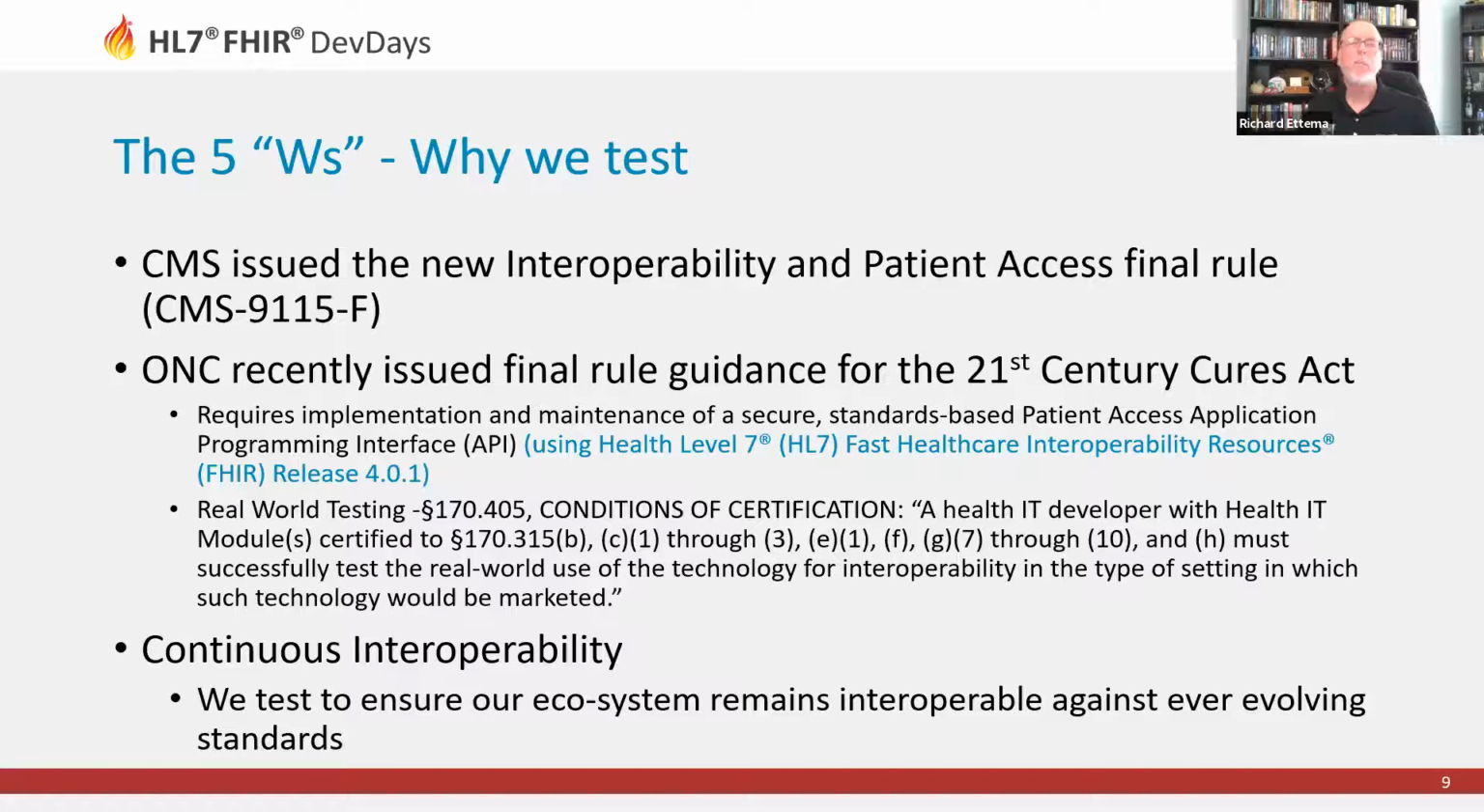Now, in terms of the 5 W's, the first one is why. Why do we test? Well, probably because we have to. A lot of times we have certification that we have to get through, so there are requirements and rules, and most notably here in the US we have the CMS Interoperability and Patient Access Final Rule, and ONC with its final rule guidance for the 21st Century Cures Act.